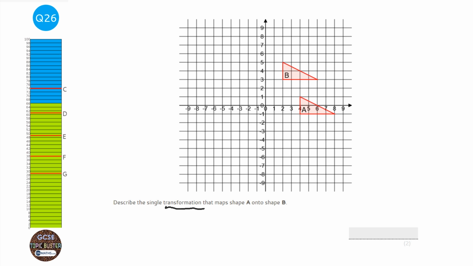Has it grown or shrunk at all? No, so it's not an enlargement. So that leaves translation. Translation just means we've moved it, and that's perfect because we have just moved A to B.